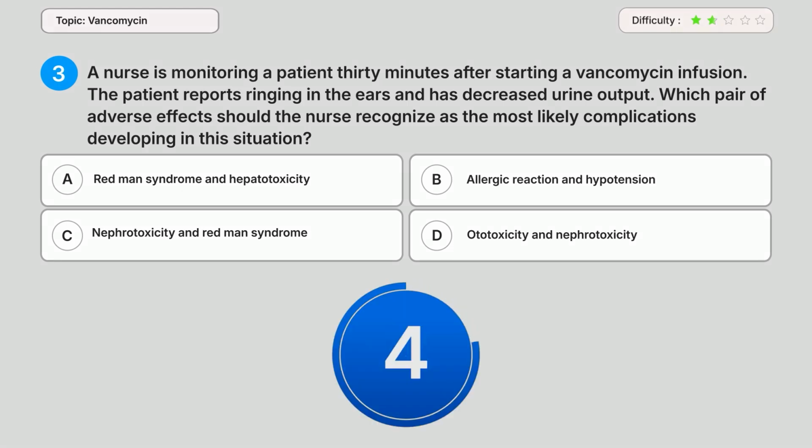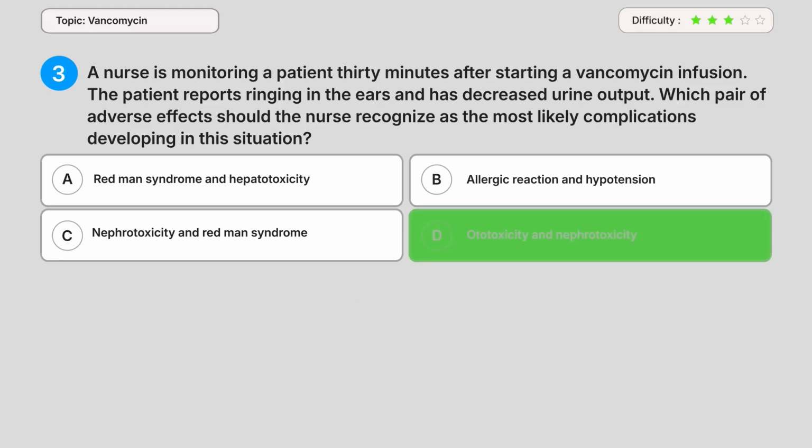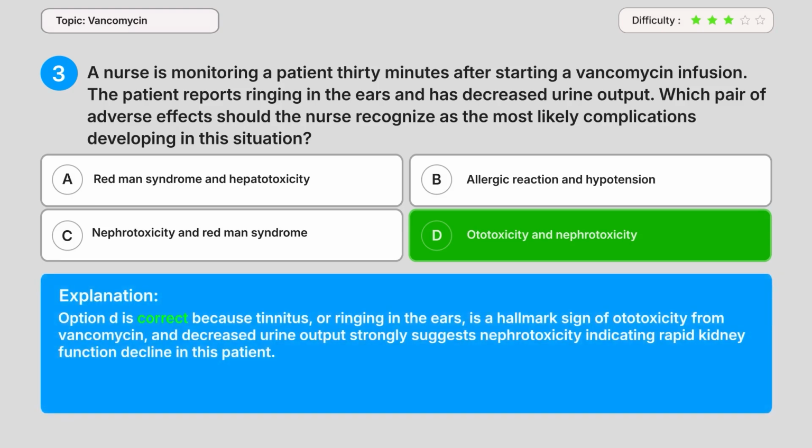Can you guess the answer? Correct answer D. Ototoxicity and nephrotoxicity. Explanation: Option D is correct because tinnitus, or ringing in the ears, is a hallmark sign of ototoxicity from vancomycin, and decreased urine output strongly suggests nephrotoxicity, indicating rapid kidney function decline in this patient.